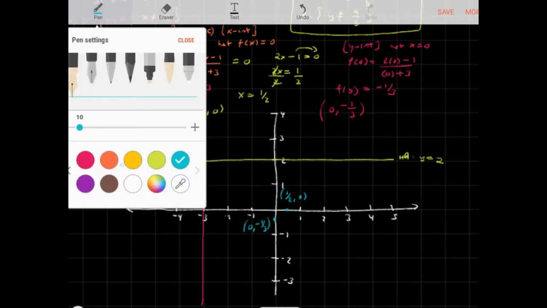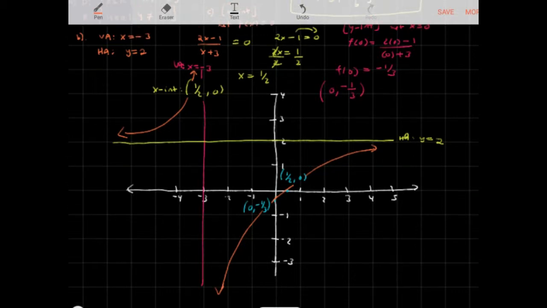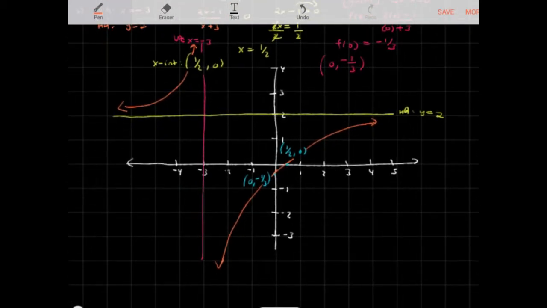And using this, we can create a trace. So this is what our function will look like. We follow the confines of the asymptotes. Okay, so you can kind of see that this is what our sketch will look like, and the other sketch will be in the opposite quadrant here. Okay, so that's the idea.